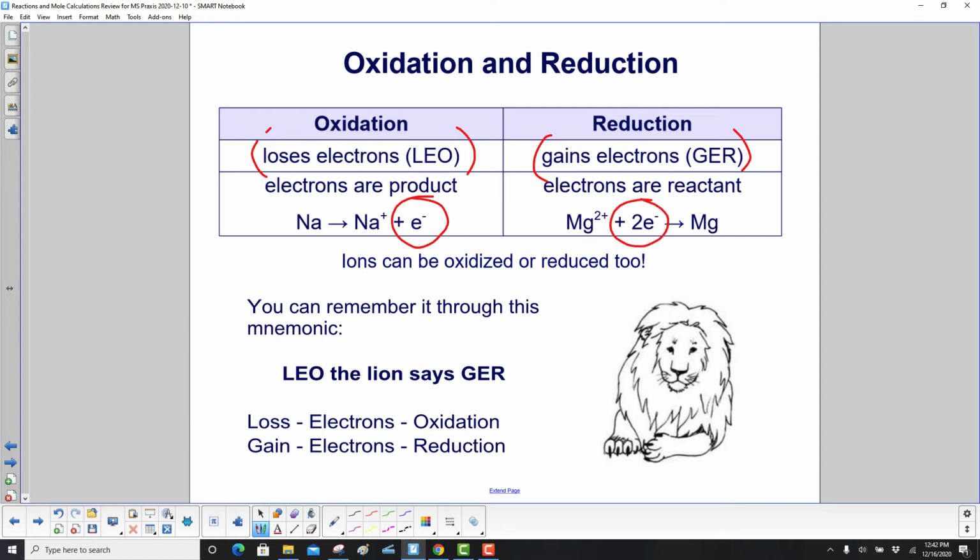Now, ions can also be oxidized or reduced. You can remember this through the mnemonic: Leo the lion says GER. So here's the top one, loss of electrons, oxidation, or LEO, and then gain of electrons, reduction, or GER. And this must be Leo.